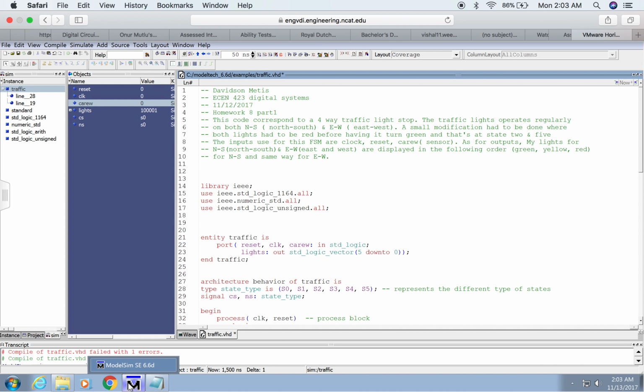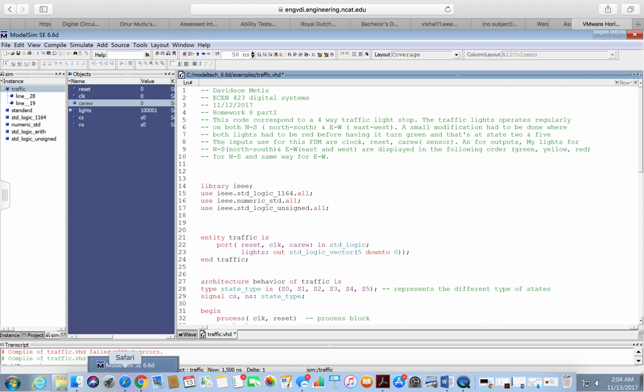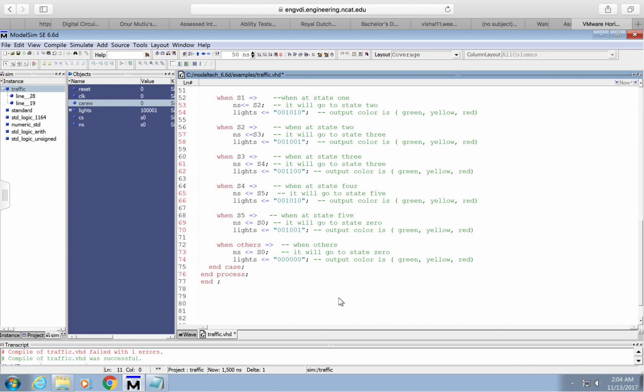Reset just sends the traffic light back to state zero. My clock is the pulse that goes through a certain cycle.